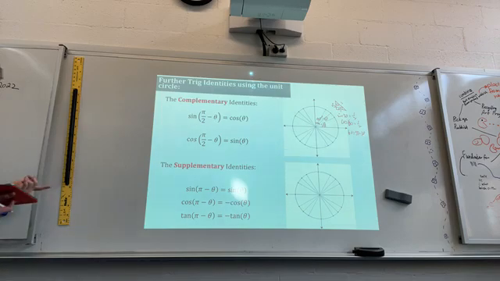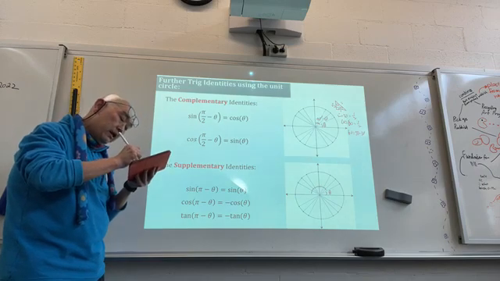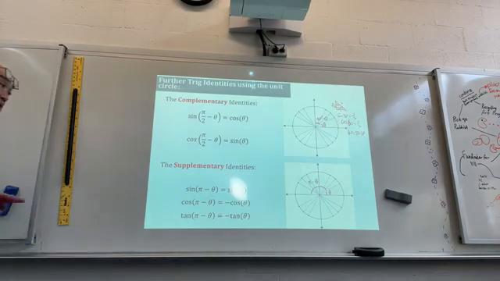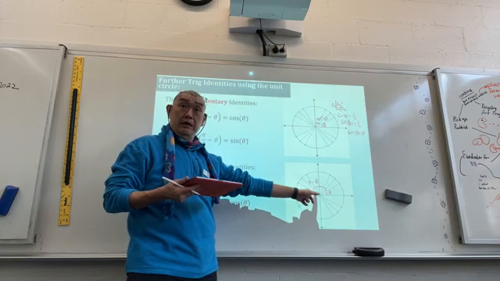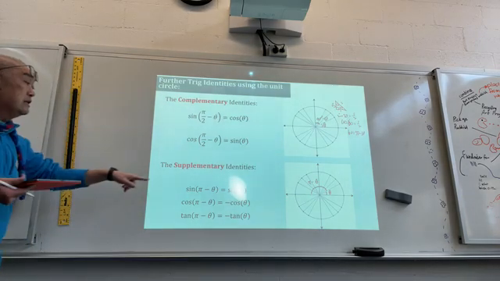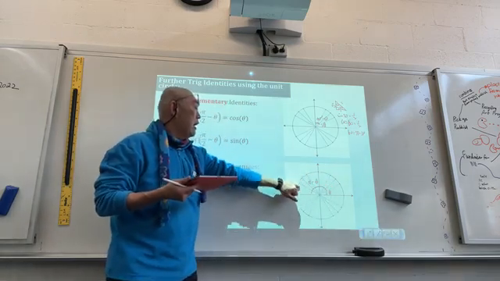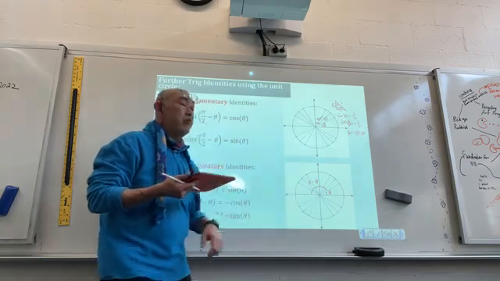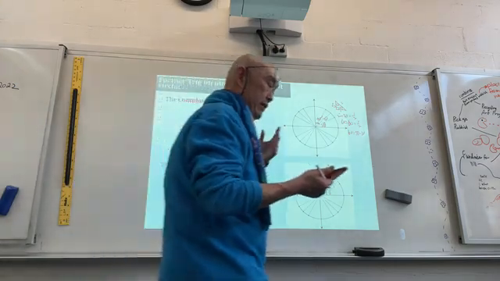Supplementary identity. If this is theta, this would be pi minus theta, or 180 degrees minus theta, right? And you know that the reference angle will be theta here. Remember, your reference angle will be here. So therefore, sine pi minus theta is the same as sine theta. This is where the quadrant is. Sine will be positive. And then cos pi minus theta is in the second quadrant, therefore it's minus cos theta, and tan pi minus theta is minus tan theta. So the complementary identities and supplementary identities, you should recall.